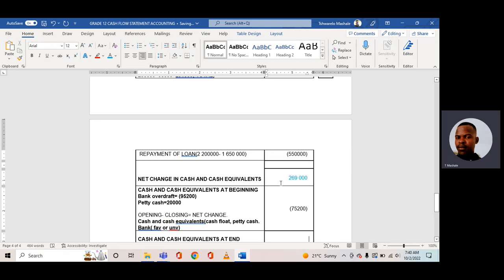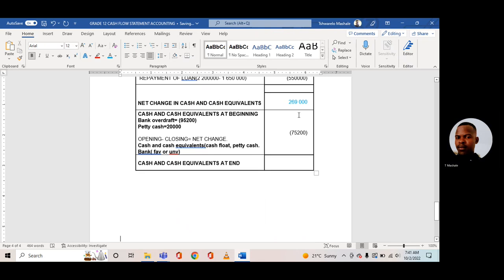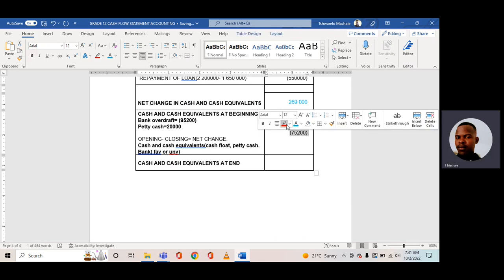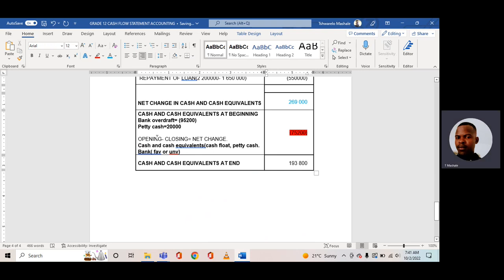Therefore, now you have to take this amount here, the net change in cash and cash equivalents. Therefore, you minus this one. If I highlight it, let me use this. You minus it, and then you're going to get the cash and cash equivalents at the end of 193,800.